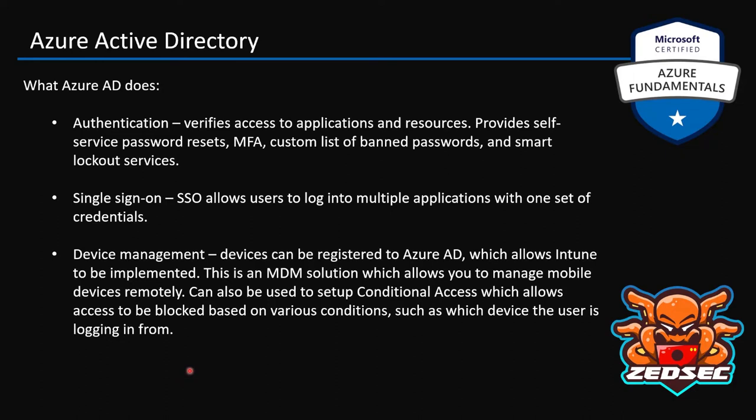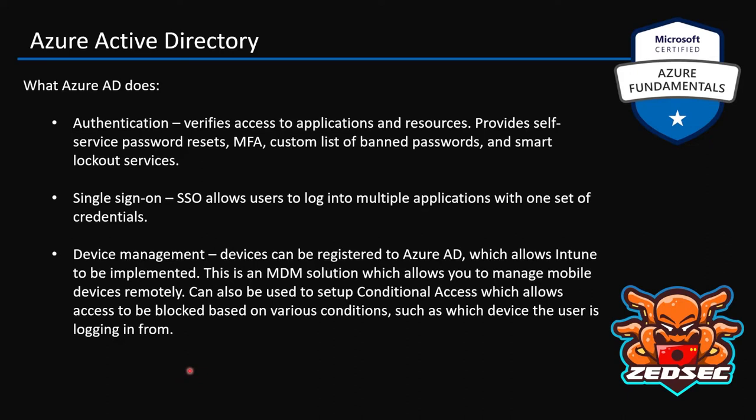So it provides authentication, which basically verifies access to applications and resources, self-service password reset, allowing you to reset your own password, multi-factor authentication, a custom list of banned passwords to basically alleviate those nasty little default passwords that people always use. Like if you want to use Password2 with an exclamation mark, yeah, you can't use that, sorry. And smart lockout services. Single sign-on, SSO, allows users to log into multiple applications with one set of credentials.